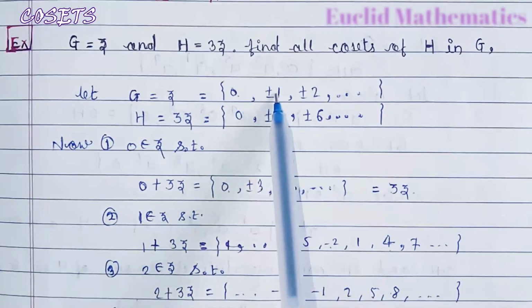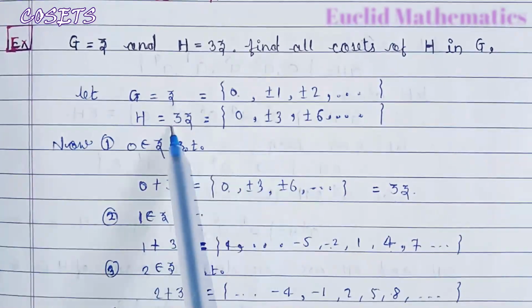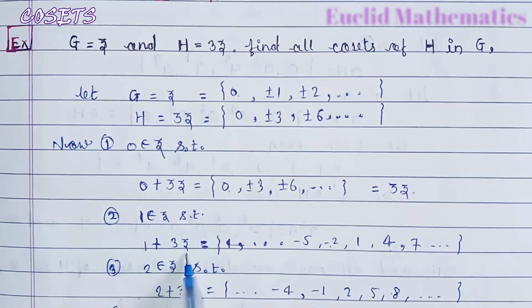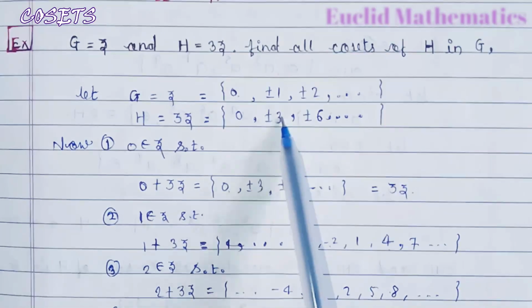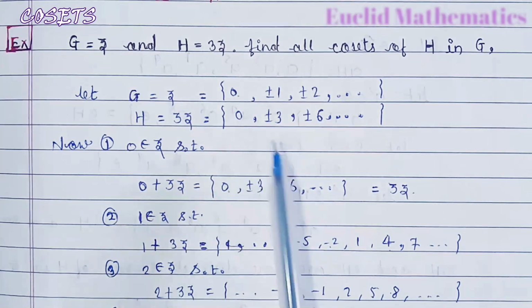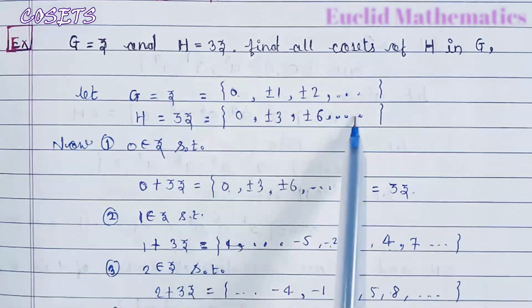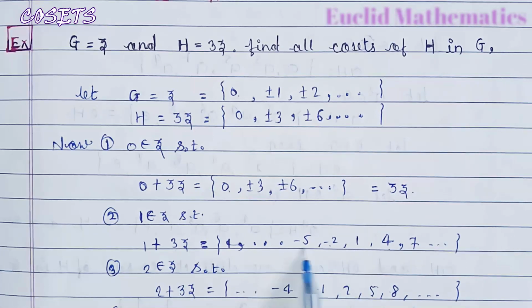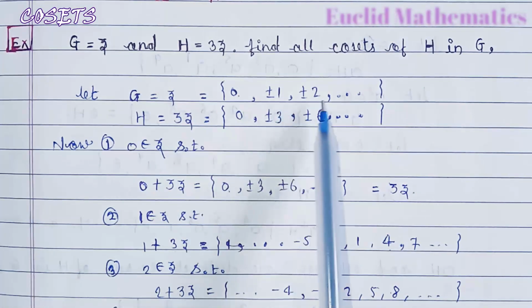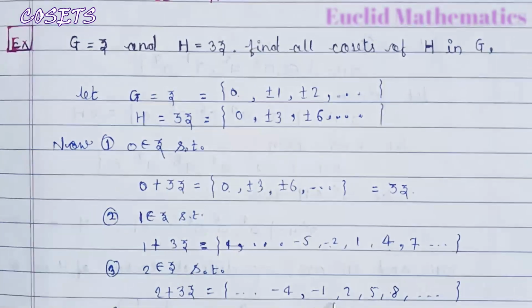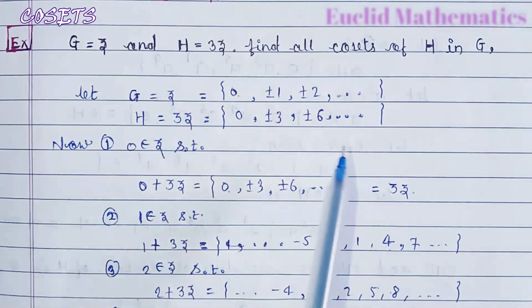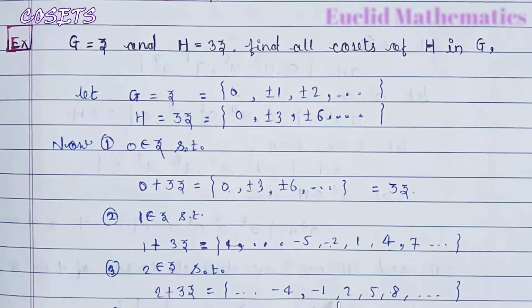For the second one, consider 1 from G and add it to the subgroup H. 1 plus 3Z: 1 plus 0 is 1, 1 plus 3 is 4, 1 minus 3 is minus 2. So add 1 to all elements and you get the next coset. Similarly, select the element 2 from G and add it to the subgroup. 2 plus 3Z: 2 plus 0 is 2, 2 plus 3 is 5, 2 minus 3 is minus 1. You can see the elements go positive and negative.